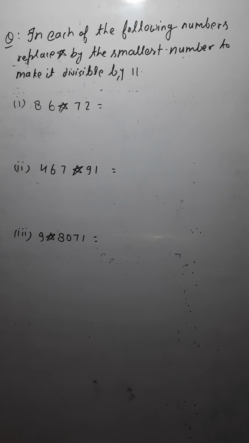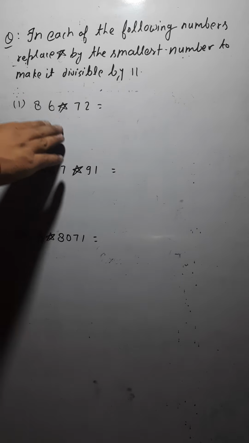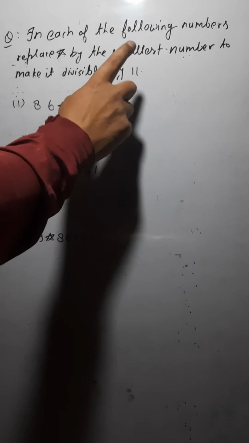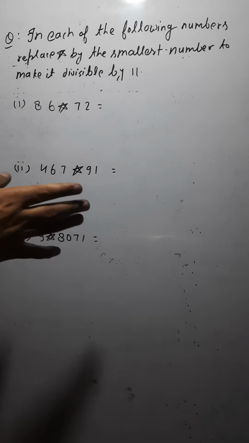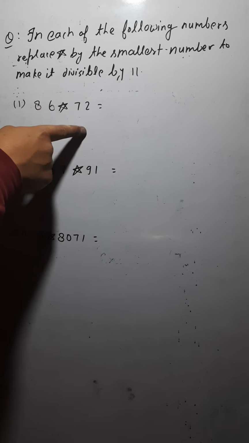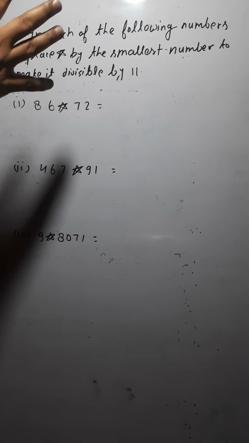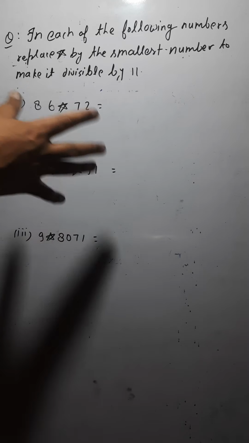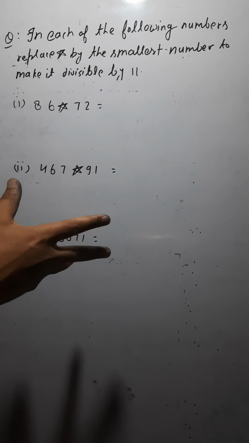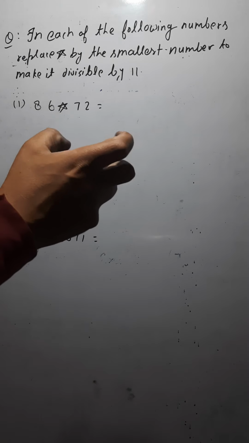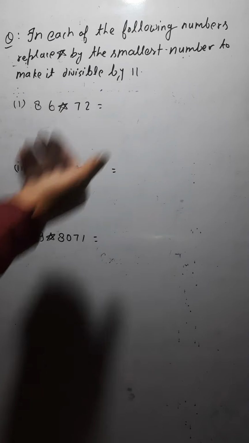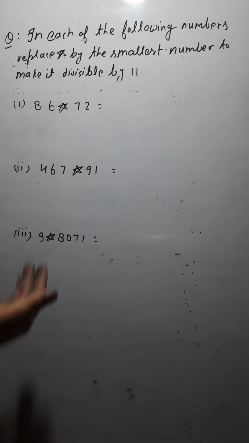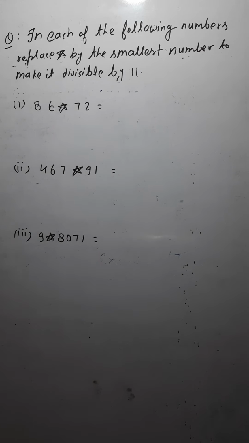In this question also you have to replace the star, but here you have to make the given number divisible by 11. You might know that a number is divisible by 11 if the difference between the sum of the digits at odd places and the sum of the digits at even places is divisible by 11. That we have already done.